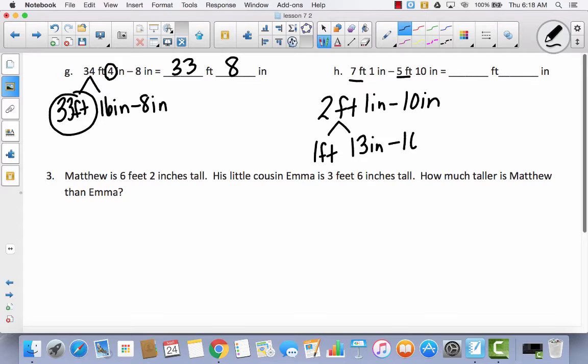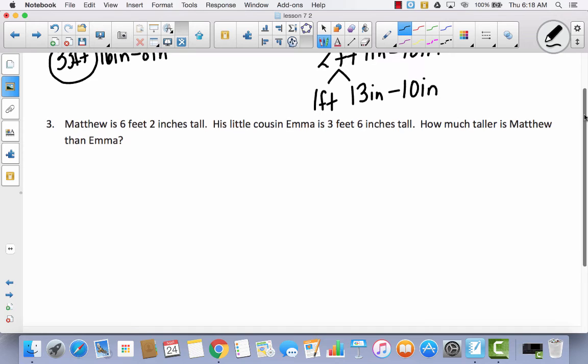Now I can subtract 10 inches. Nothing happens to this 1 foot. 13 inches minus 10 inches equals 3 inches. Were you able to get any of this right? Did you get all of it right? I hope you at least got some of it.